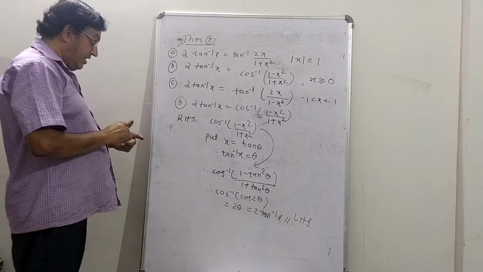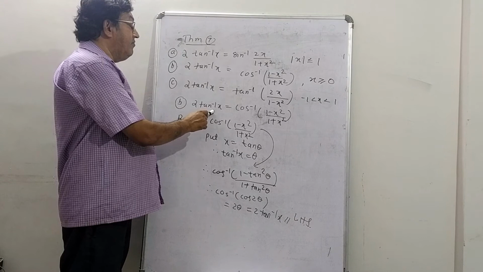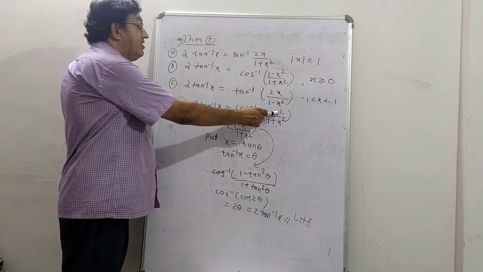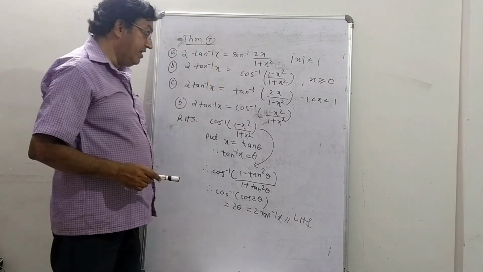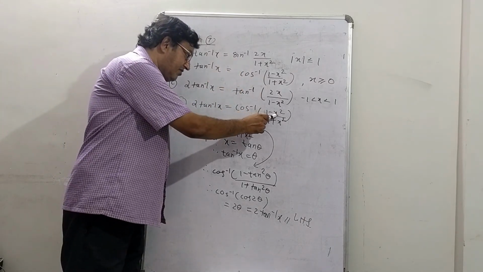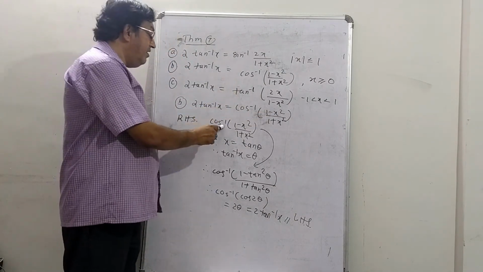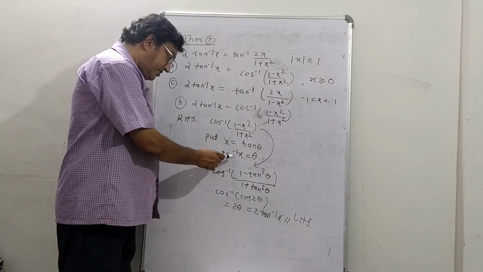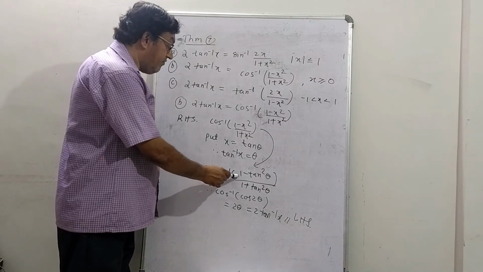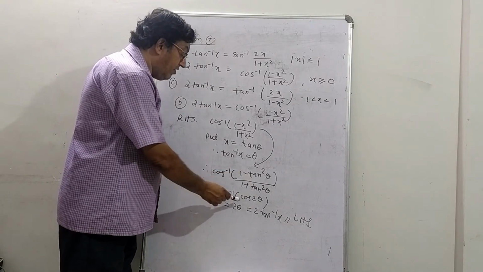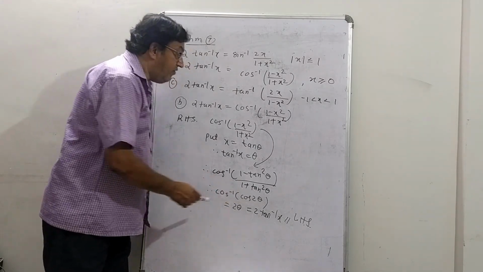So just listen, I will explain again. The second part is, you have to prove 2 tan inverse of x is cos inverse of 1 minus x square upon 1 plus x square. Why have I taken x is equal to tan theta? Reason is, if I take x is equal to tan theta, this will be 1 minus tan square upon 1 plus tan square. That is why I put x is equal to tan theta. So tan inverse of x is equal to theta. So this will be cos inverse of 1 minus tan square upon 1 plus tan square, cos inverse of cos 2 theta.